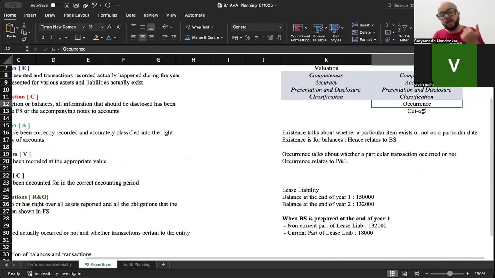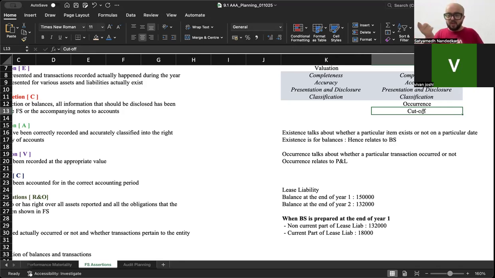And cutoff. Cutoff basically signals to the fact that if my financial year runs from 1st of April 24 to 31st of March 25, then all transactions till 31st March are considered, but transactions after 31st of March are not considered. That is my cutoff.